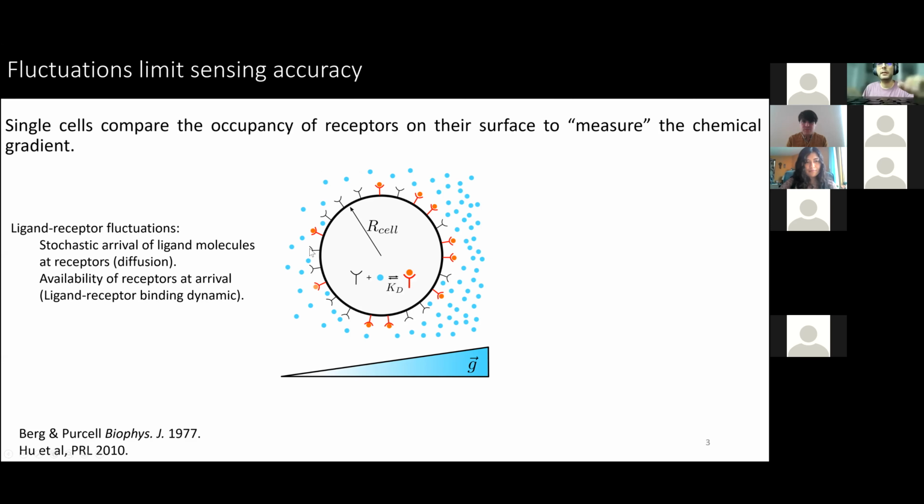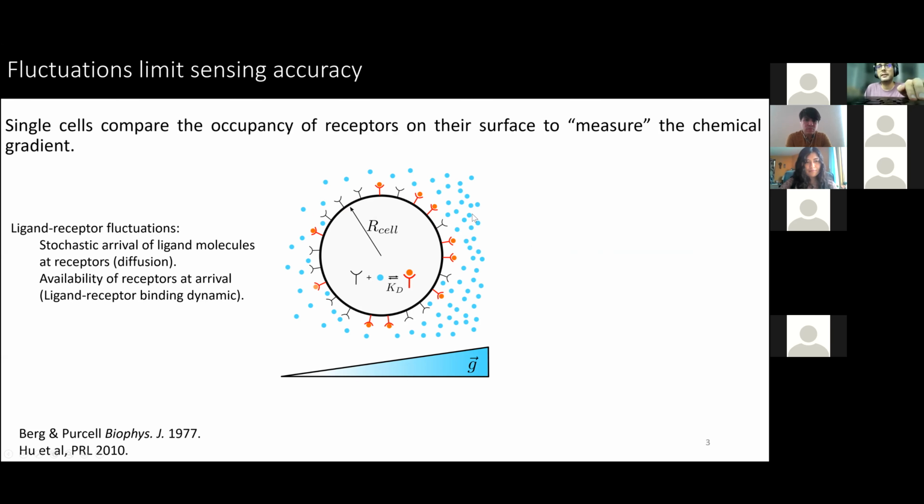So let me begin by reminding you how a cell senses a chemical gradient. Basically, the cell has receptors over the surface that are going to bind the chemical molecules, the chemoattractants. And by comparing the occupancy of the receptors at the front and at the back of the cell, it can sense or measure the gradient.